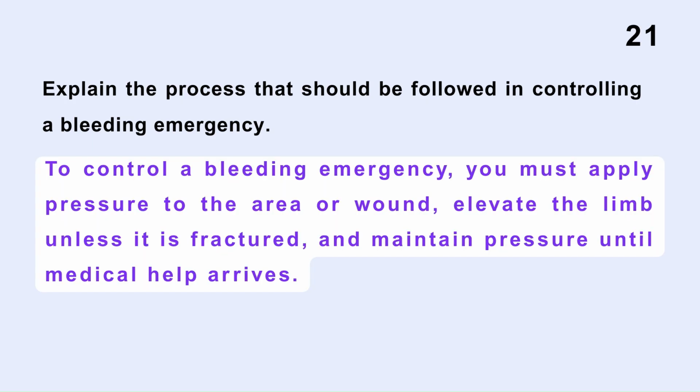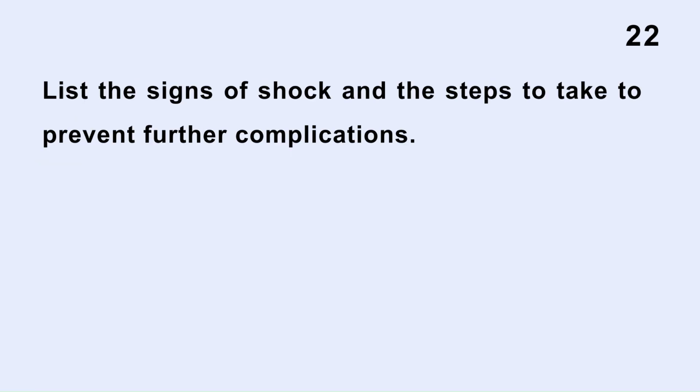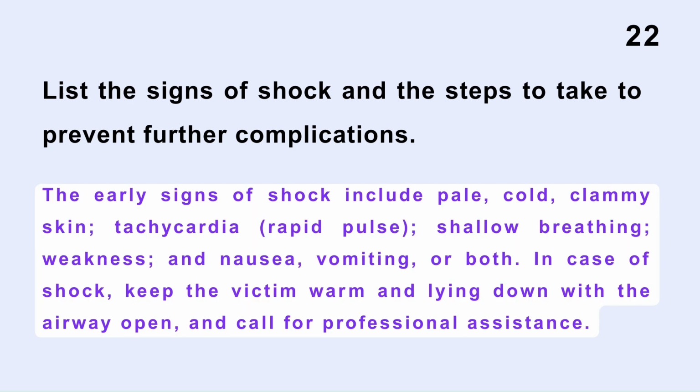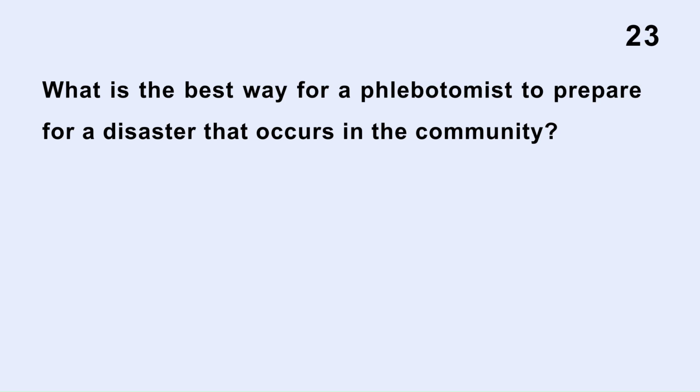To control a bleeding emergency, you must apply pressure to the area or wound, elevate the limb unless it is fractured, and maintain pressure until medical help arrives. Number 22. List the signs of shock and the steps to take to prevent further complications. The early signs of shock include pale, cold, clammy skin, tachycardia, rapid pulse, shallow breathing, weakness, and nausea, vomiting, or both. In case of shock, keep the victim warm and lying down with the airway open and call for professional assistance.